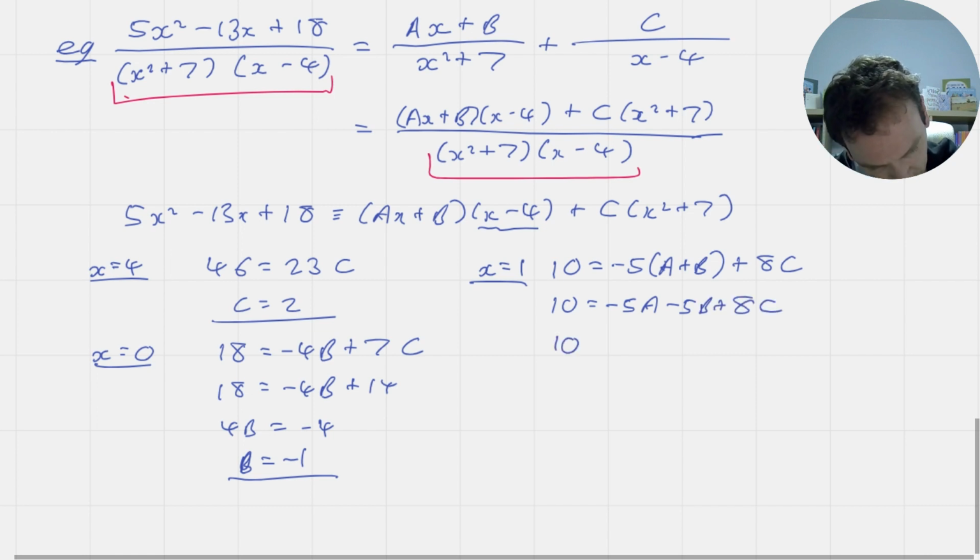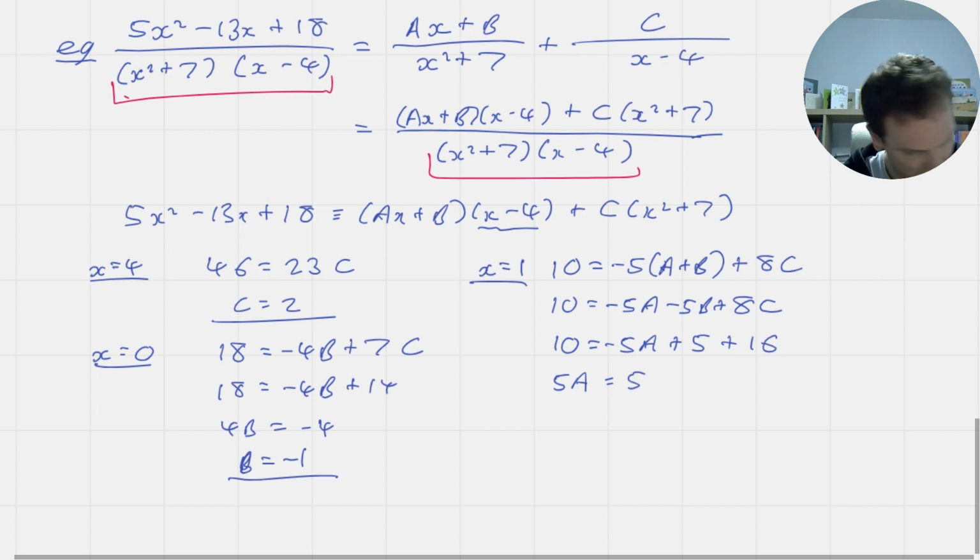So negative 5a subtract 5b plus 8c. And now if we sub in, so we've got negative 5a minus 5b. If b is negative 1, that's plus 5, and plus 8c is plus 16. And now we're ready to solve. So add 5a to both sides, subtract 10, and you're just going to get 5a equals 21 subtract 10 is 11. Something's gone wrong for me here. I don't know if you can spot the mistake faster than I can. Oh, sorry. There's the mistake.